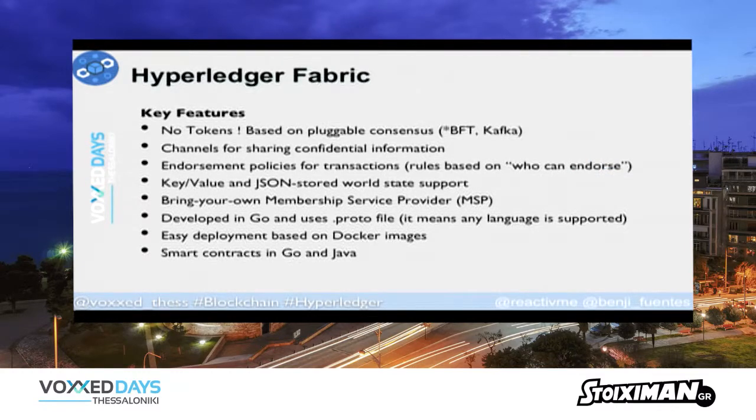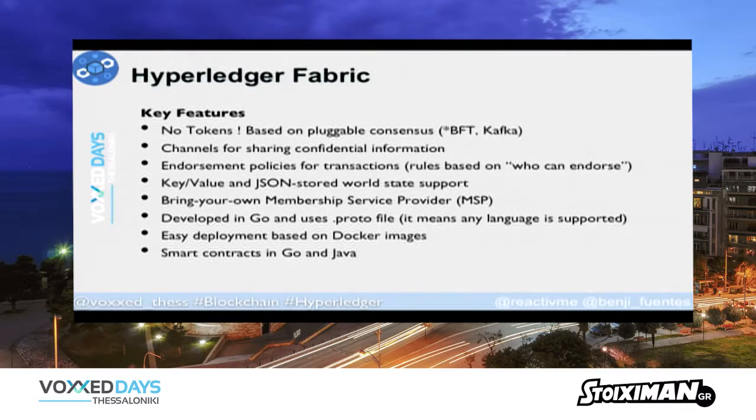If you look at one particular one, that is Fabric, here are the key features. You don't need any token. It means that you don't have to buy any digital currency or whatever. That's a good point. It's based on pluggable consensus, so you can change the way that the consensus works. But the base is BFT, Byzantine Fault Tolerance consensus, and one that is coming is based on the consensus that is in Kafka.